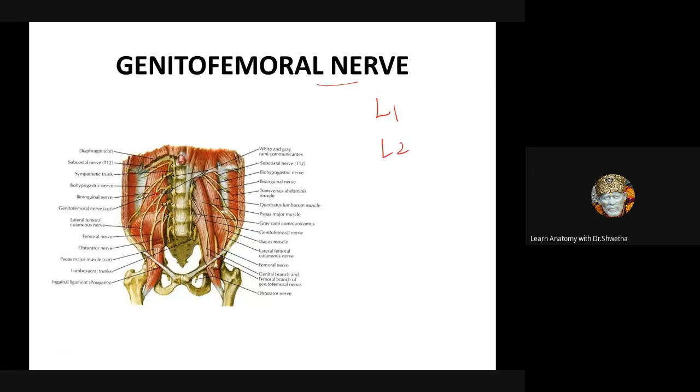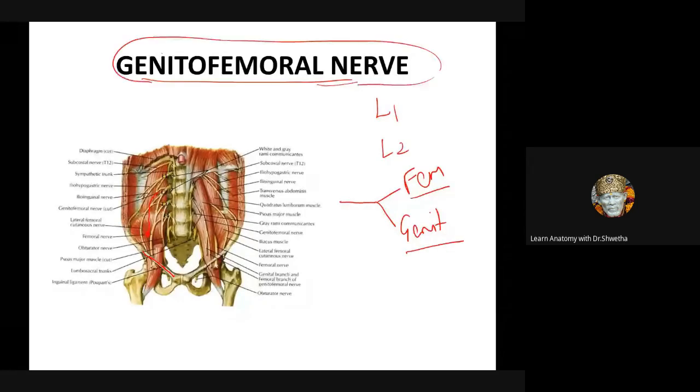This nerve descends down. When it is just above the inguinal ligament, it divides into two components: the femoral component and the genital component. The femoral branch of the genitofemoral nerve, and the genital branch of the genitofemoral nerve. Now, I will ask you a question. Where did you study the femoral component of the genitofemoral nerve? Can you all remember, students?